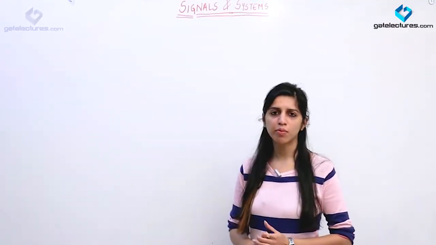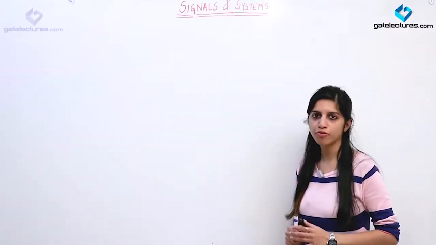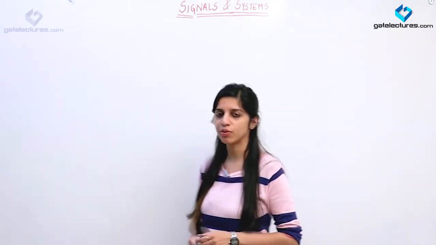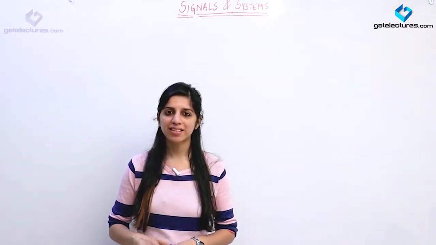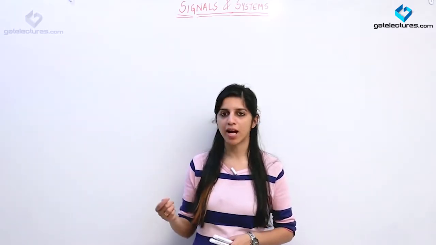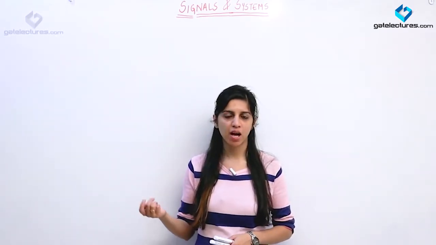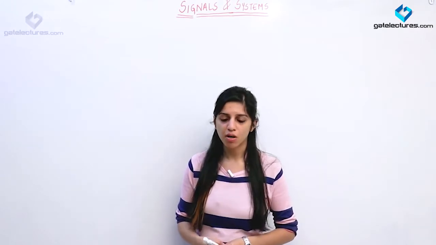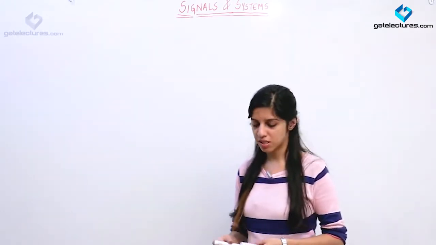Hello people, so today we are going to look at some basic properties of unit step, unit ramp and unit impulse signal. So these are three basic signals that we are going to use very frequently. So we are just going to look at some properties and how we are going to use them. So we start with unit step signal.